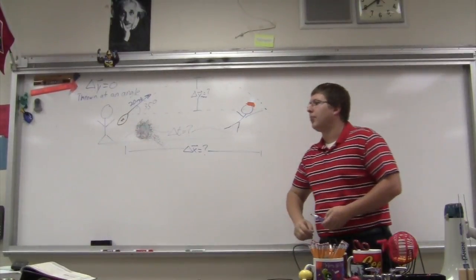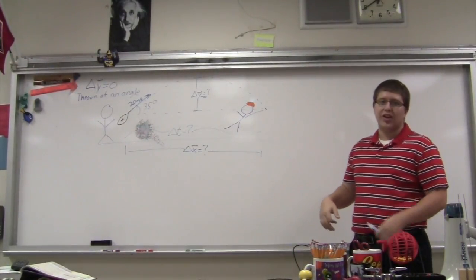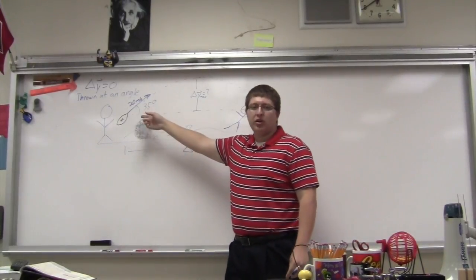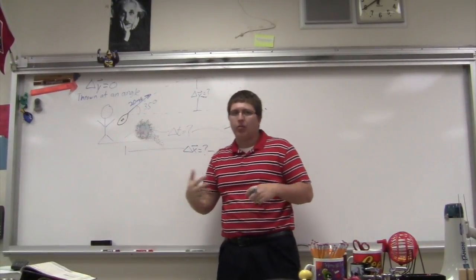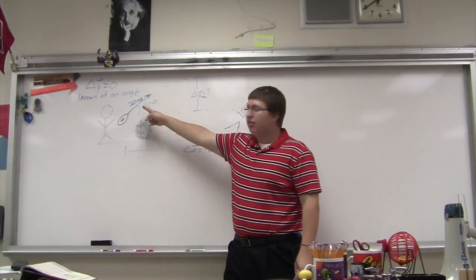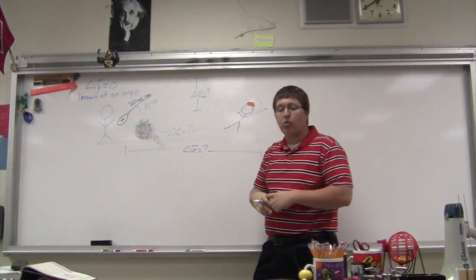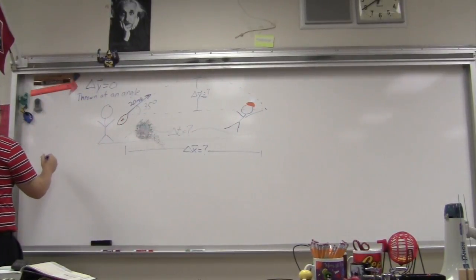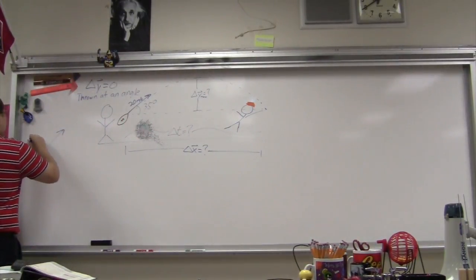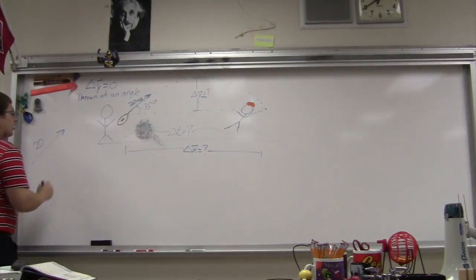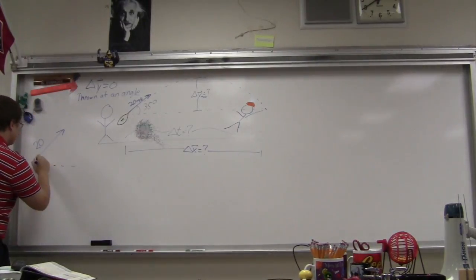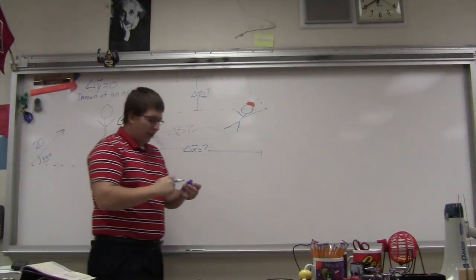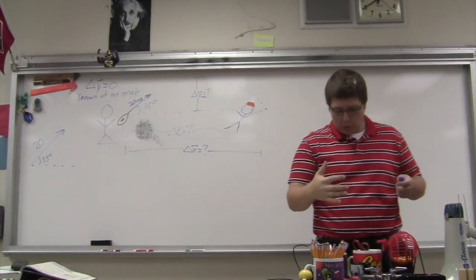First key to doing a problem like this: anytime we have an object launched at an angle, we can't use this. I already said we need to separate our given into x given and y given. This is neither. This has some x and some y. So what we have to do is take this initial velocity vector at this angle, and separate it into its x and y components.